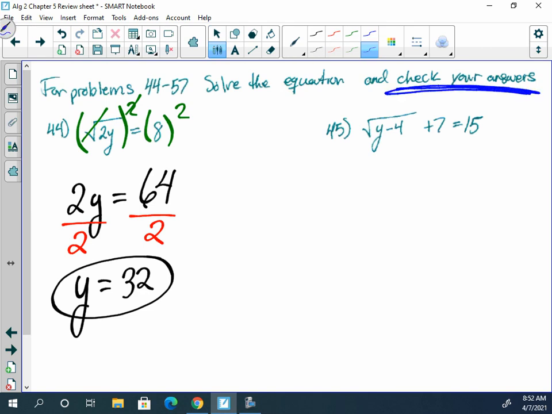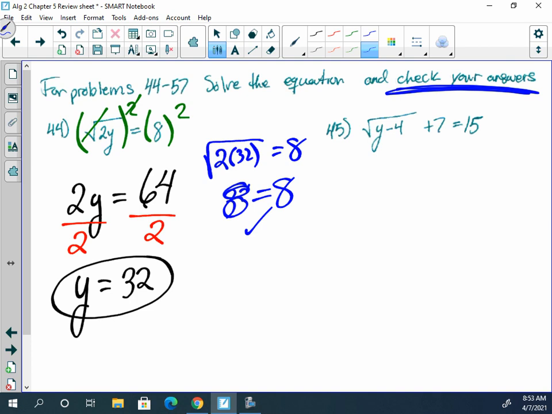Now, if the instructions say check your answer, check it, which would be the square root of 2 times 32 equals 8. Plug it back in and show that you've checked your answer. It helps to make sure you got the right answer, because if it is the right answer, it will work out. I could plug the square root of 2 times 32 into the calculator, hit enter, and it should give me 8. If it doesn't, it's a good way to say, hey, this answer isn't right.